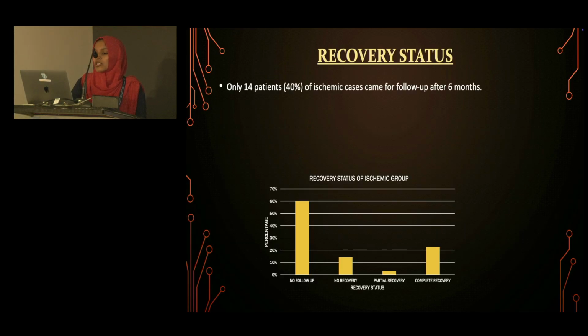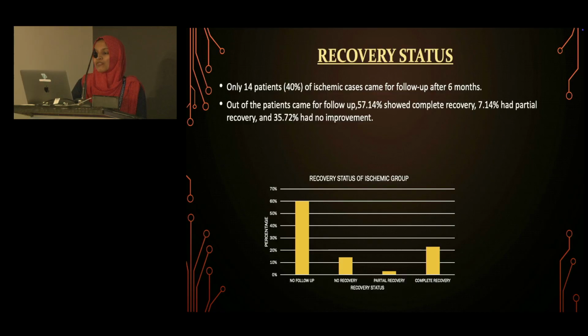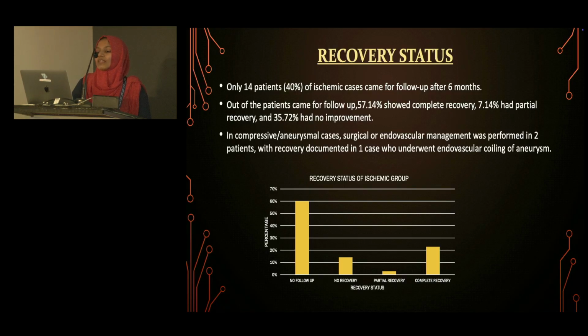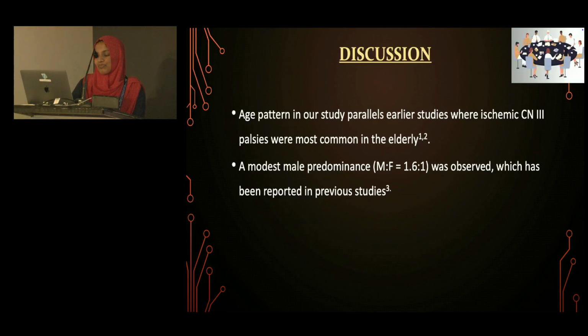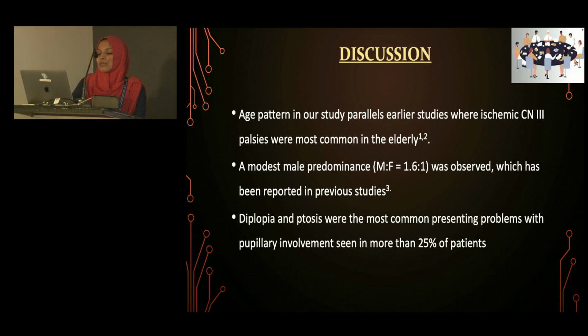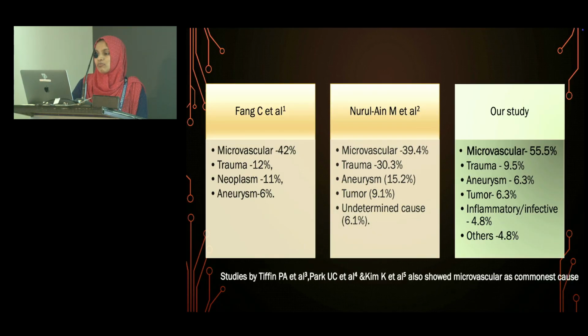Only 14 patients of ischemic cases came for follow-up after 6 months. Out of that, 57.14% showed complete recovery. In compressive lesions, 2 patients underwent surgical management and recovery was documented in 1 case. The age pattern and male predominance in our study were comparable with previous studies, and diplopia and ptosis were the most common presenting problems, with pupillary involvement seen in more than 25% of patients.